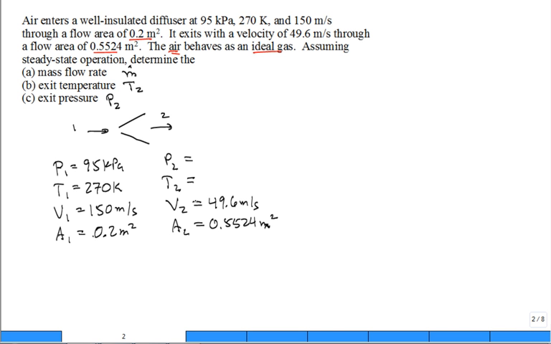All right, so let's continue on. Air behaves as an ideal gas, assuming steady state operation, determine the mass flow rate. Well, for the mass flow rate, you introduce a control volume. Sometimes I forget to do that. There's our control volume. And for this diffuser, what is the rate of heat transfer into or the shaft work out of that control volume? It's 0. What about the change in elevation across, the change in potential energy for flow going in and out? That's 0. And it's running at steady state.